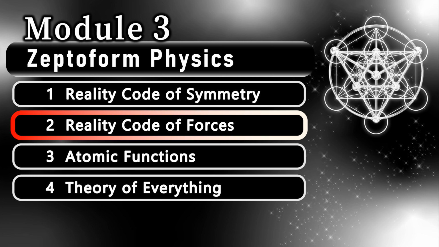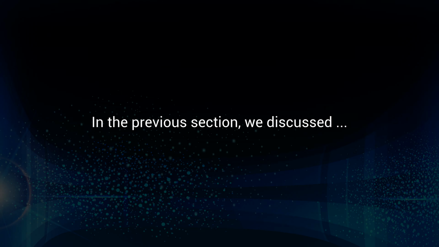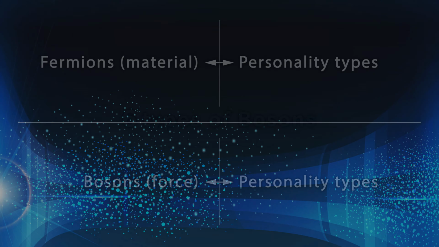Module 3, Section 2, The Reality Code of Forces. In the previous section, we discussed the isomorphism between fermions and personality types. Then, in this section, we will find the isomorphism between bosons and personality types.